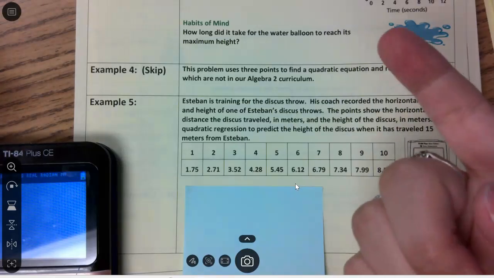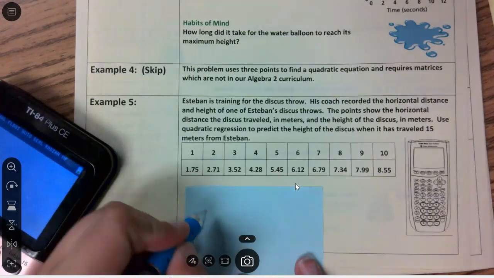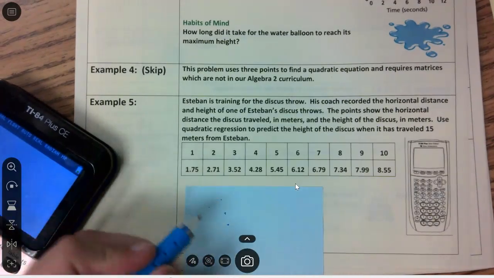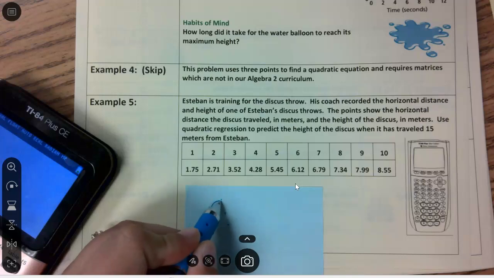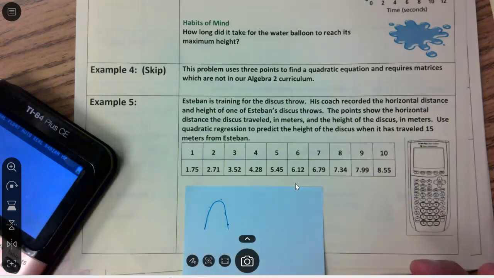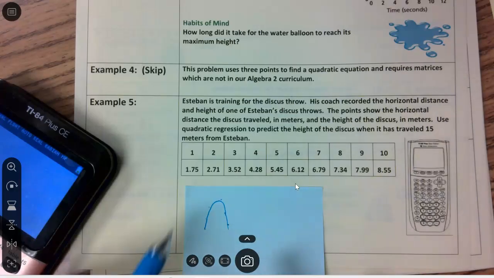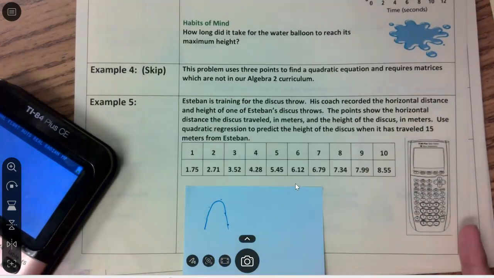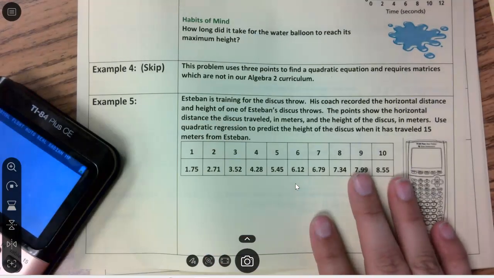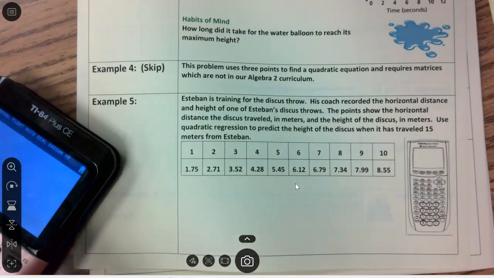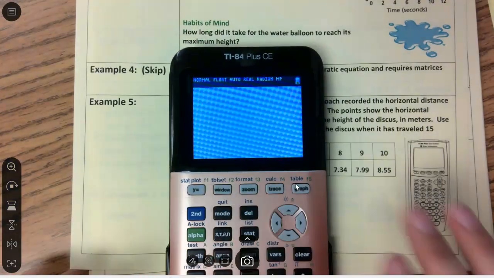Basically, we have all of these random points that would look like a parabola, and the calculator is going to figure out what line best fits those points, or by line I mean curve. It's very similar to when you had scatter plots. You made a line of best fit, you found the equation of that line. This will have points that look like a parabola, and the calculator will figure out what equation best fits those points. To do that, we first have to enter our data into the graphing calculator.